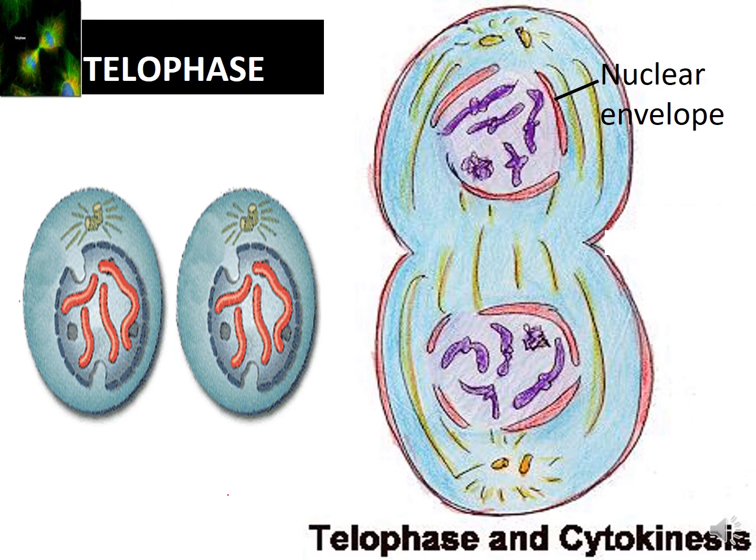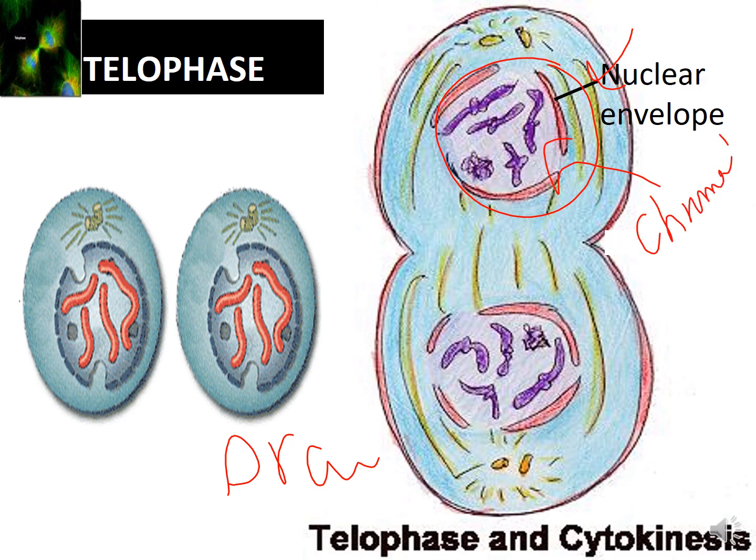So telophase, pause and draw. Telophase, we have a nuclear envelope beginning, but you notice they're not X's anymore, because when we start all over again, we start off as what? Chromatin. That's eventually going to become chromosomes. So make sure you draw those.